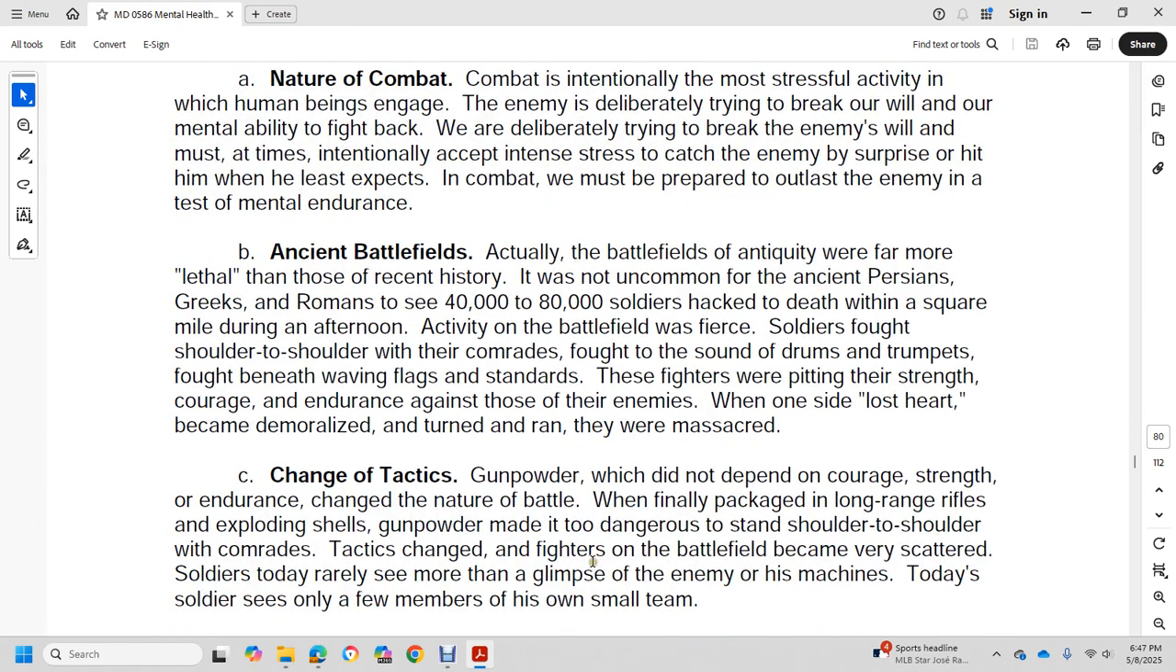Gunpowder changed the tactics that depended on courage and strength. It changed the nature of the battle, with the impact of long-range rifles and exploding shells. With gunpowder it became too dangerous to stand shoulder to shoulder with comrades. Tactics changed and the battlefield became very scattered. Soldiers today rarely see more than a glimpse of the enemy or his machines, and see only a few members of their small team.